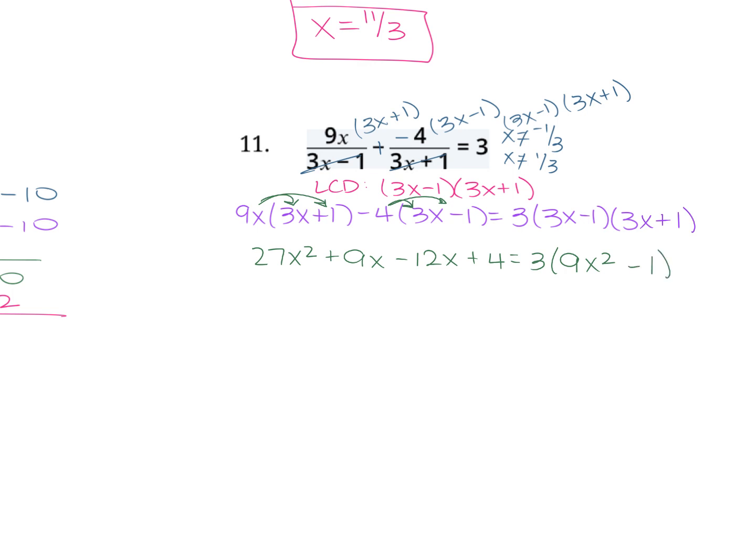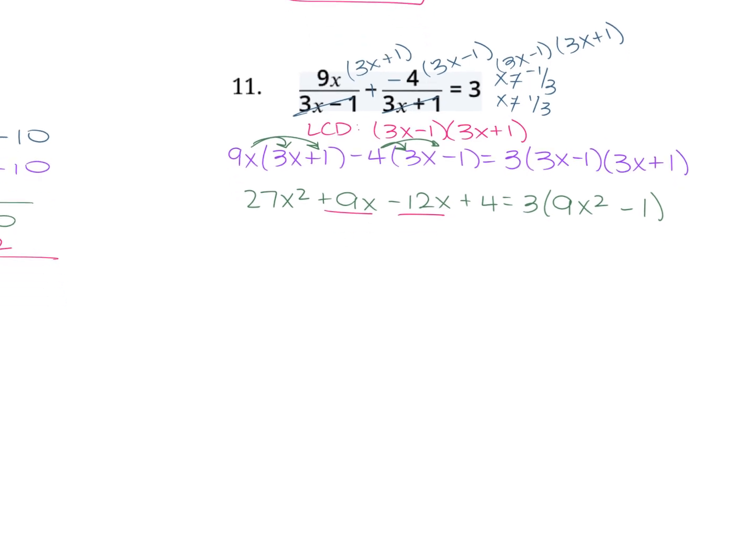From here, I'm going to combine like terms on my left side and distribute that 3 in on my right side. On my left side, I have 9x minus 12x, which is going to give me a negative 3x. So it's going to be 27x squared minus 3x plus 4. On the right side, we said we're distributing that 3. So that's going to give us 27x squared minus 3.